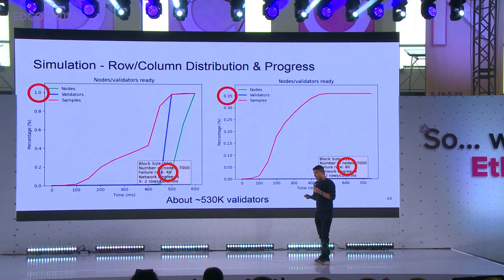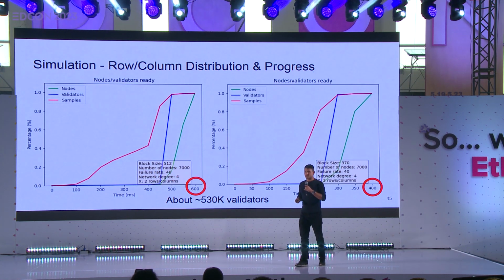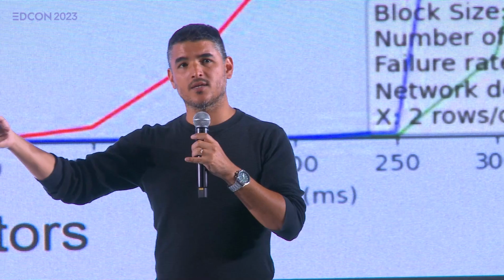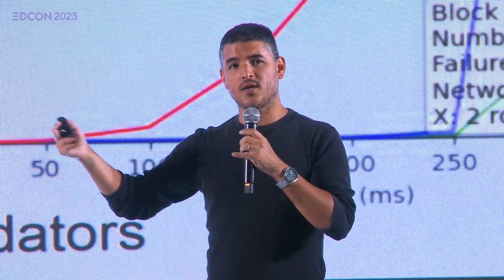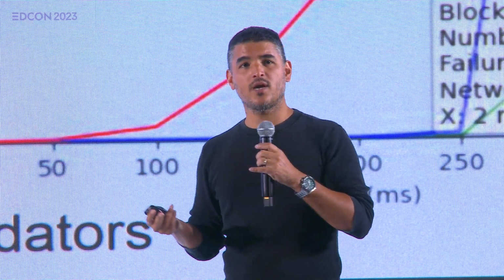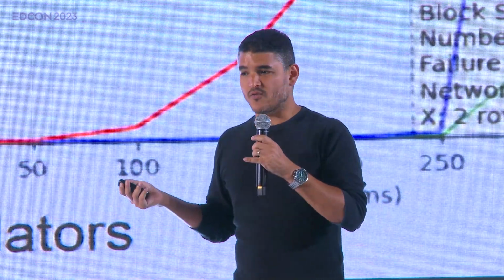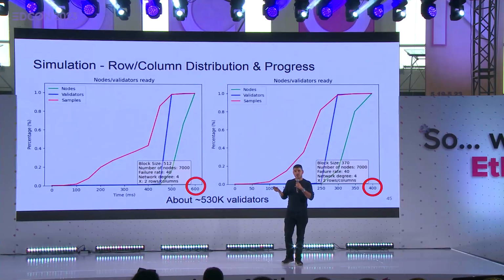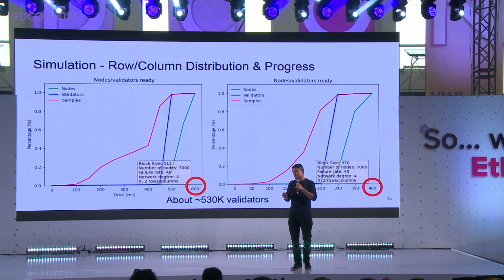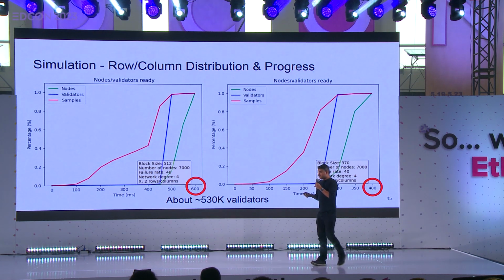Okay? Now, another thing that we can do is to say, well, instead of sending the whole row or the whole column, maybe you can send only the original data and let the validators recreate the erasure-coded data by calculating the Reed-Solomon encoding themselves. In that way, you save 50% of bandwidth, because you only have to send 50% of the data, and then maybe the simulation will be faster. And this is what we see exactly.